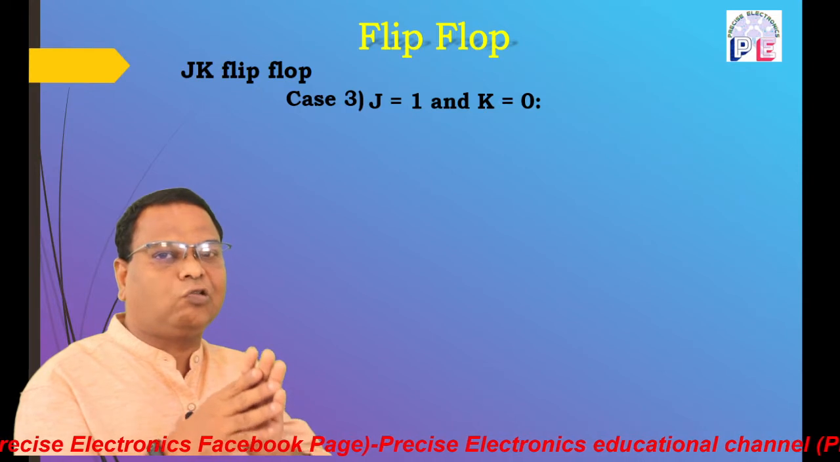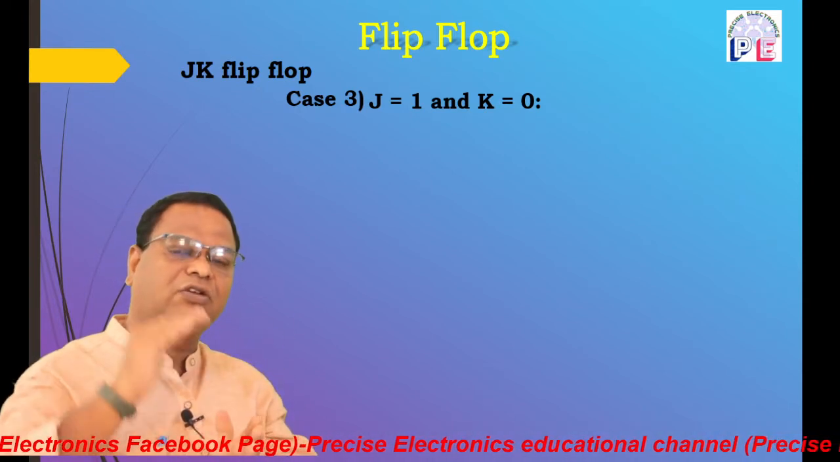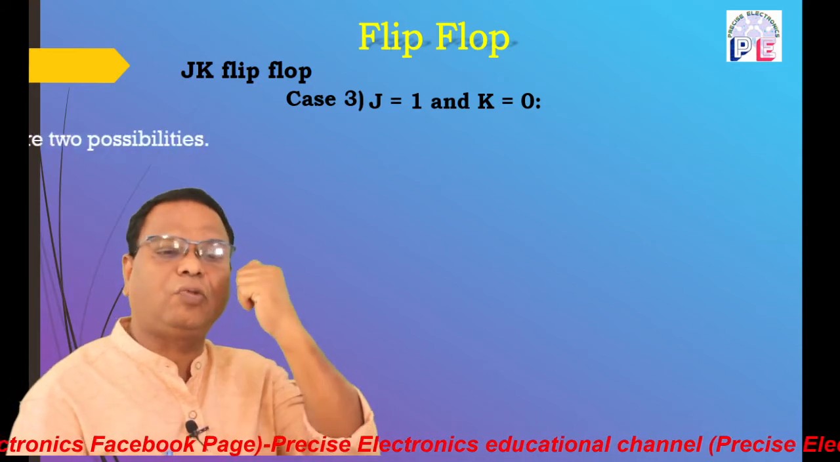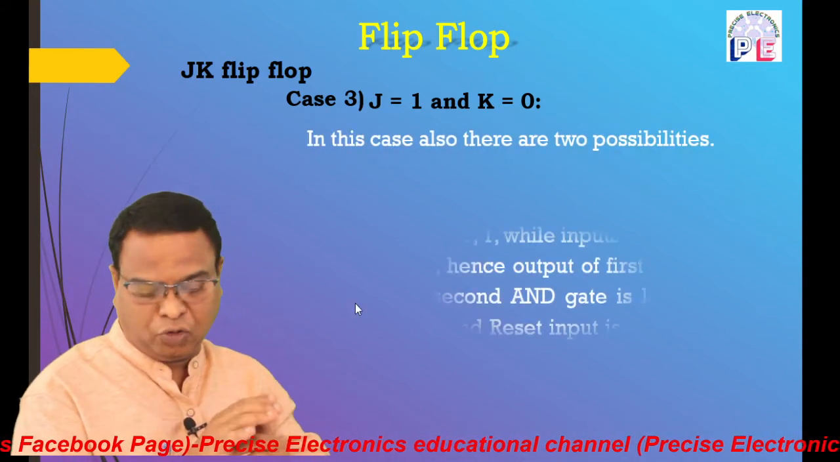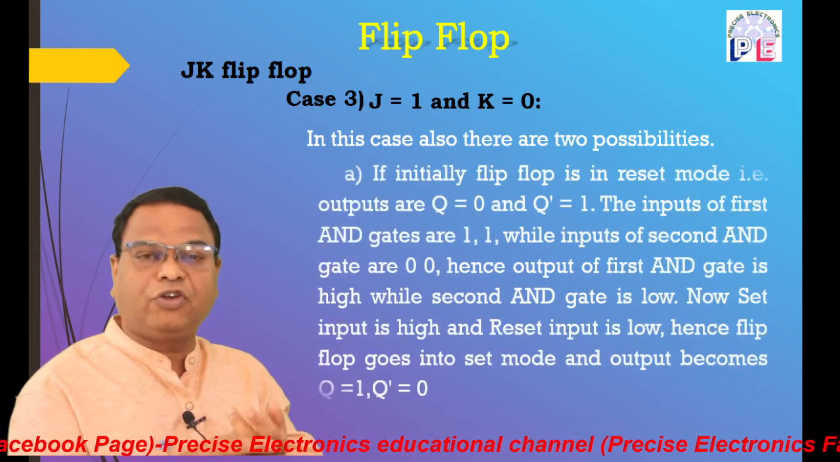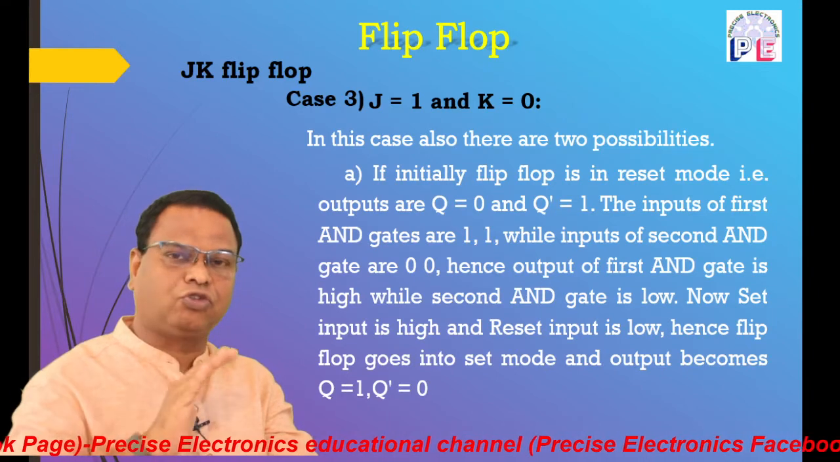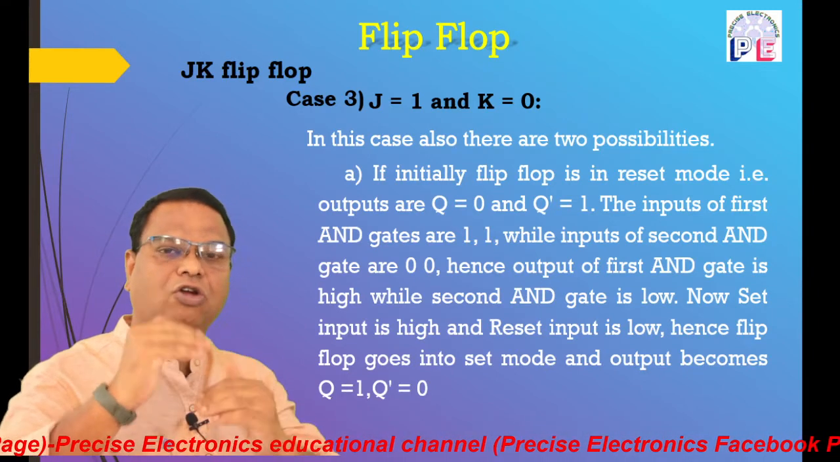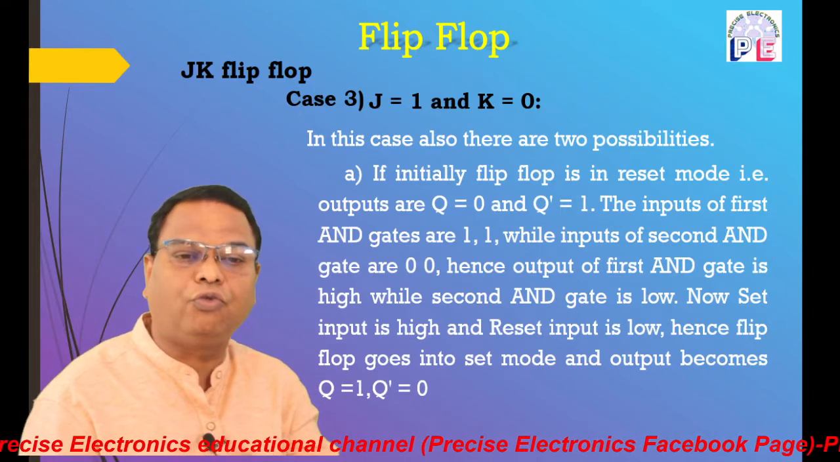Friends, in this case also there are two possibilities. What are the two possibilities? First, if initially the flip-flop is in reset mode, so Q is equal to 0 and Q complement is 1. The Q output is at low level and the complement is at high level.